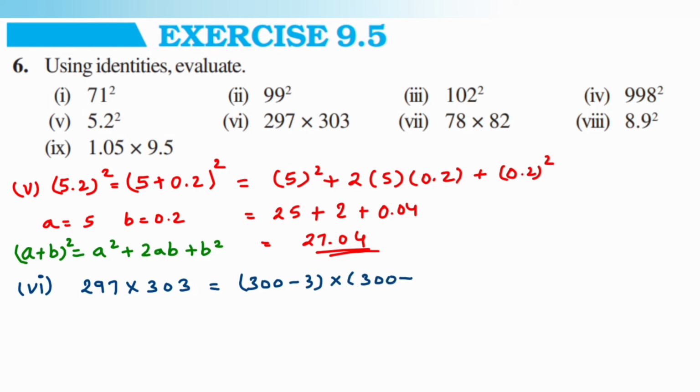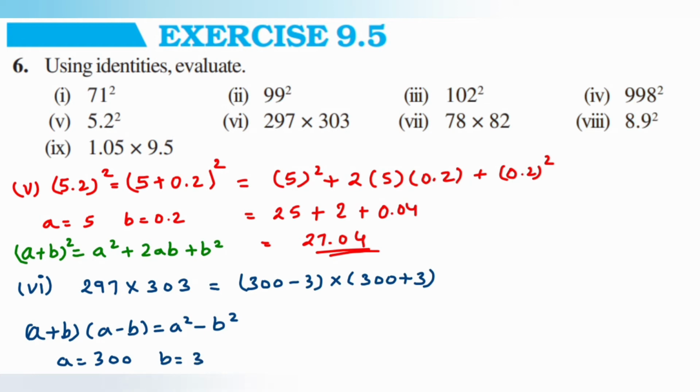Now for this we're going to use the third identity, that is (a plus b) into (a minus b) is equal to a square minus b square. Here the a value is 300 and the b value is equal to 3. So we got the a and b values, you just have to substitute them. So this is equal to 300 square minus 3 square.